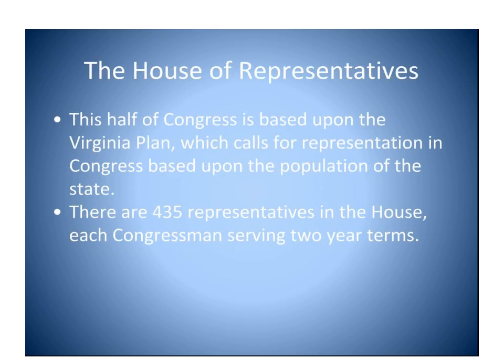Let's go talk about the House of Representatives. This half of Congress is based upon the Virginia plan, which calls for representation in Congress based upon the population of the state. Also remember, at the time the Virginia plan was proposed, Virginia was a very large state, and therefore they wanted to have more representation in Congress. So there are 435 representatives in the House, each congressman serving 2-year terms. The number of congressmen will not change. There will always be 435, but the number of congressmen per state may vary, and they will always add up to a total of 435.